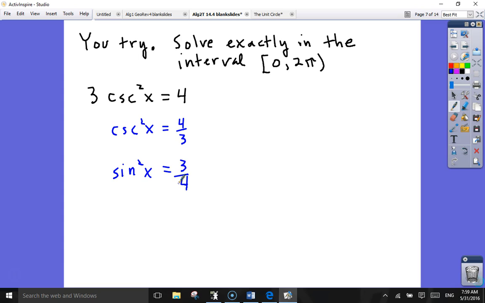Right, she got to that point. And then what do you do with that? How do you make a sine squared into a sine? Take the square root of both sides, right? What are you going to get if you take the square root of 3/4? The square root of 3 over 2. Okay, well that's familiar, right? Root 3 over 2, and it's plus or minus. So we're going to get sine equals plus or minus the square root of 3 over 2.